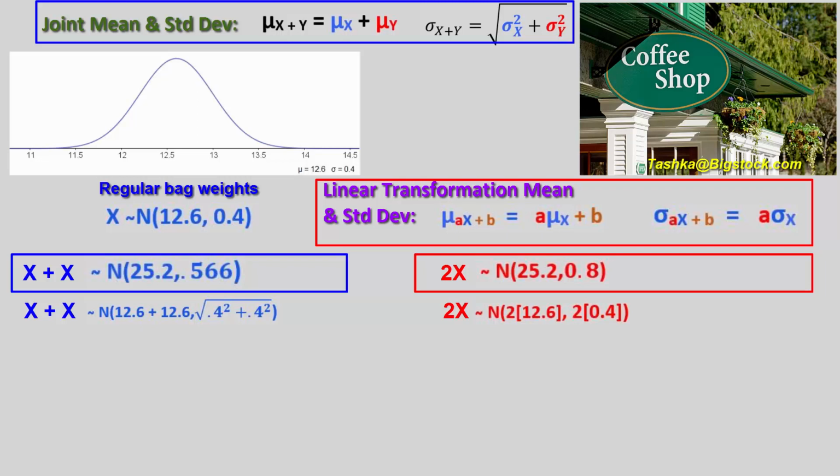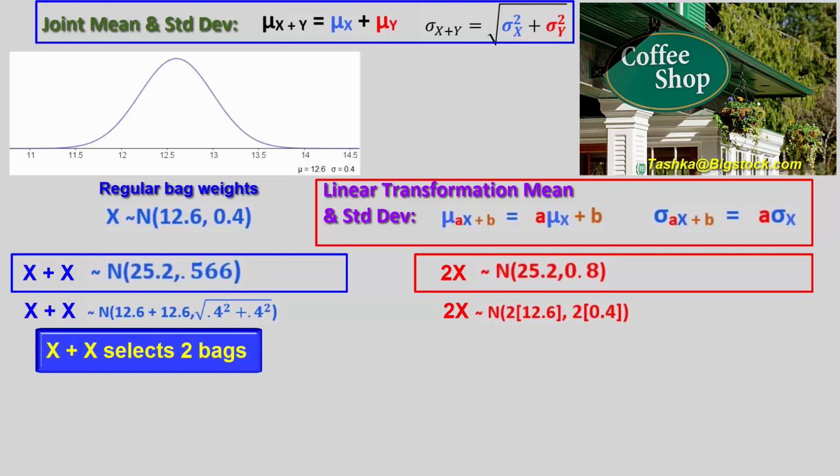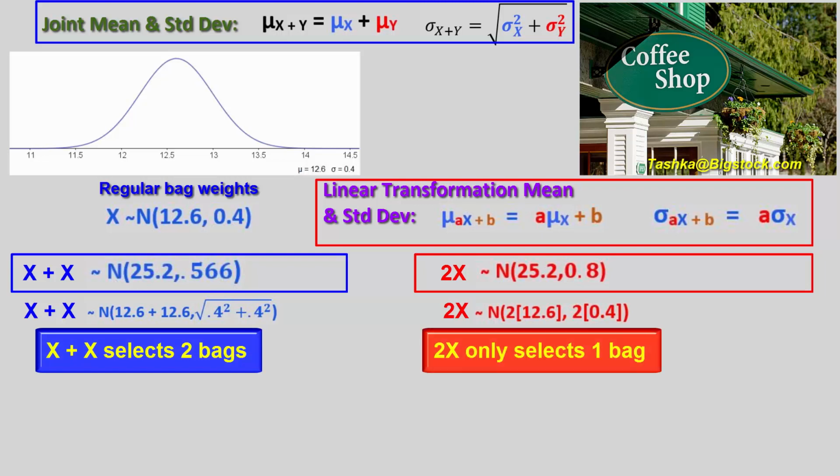It seems like x plus x should be equivalent to 2x, but it's not. X plus x selects 2 bags, it's a joint distribution. 2x only selects 1 bag and doubles it. With x plus x, the first bag might be a heavier one, but there's then a reasonable chance that the second bag will be a bit on the lighter side, so the sum will not be too far from the mean, the expected sum of weights of 25.2 ounces.